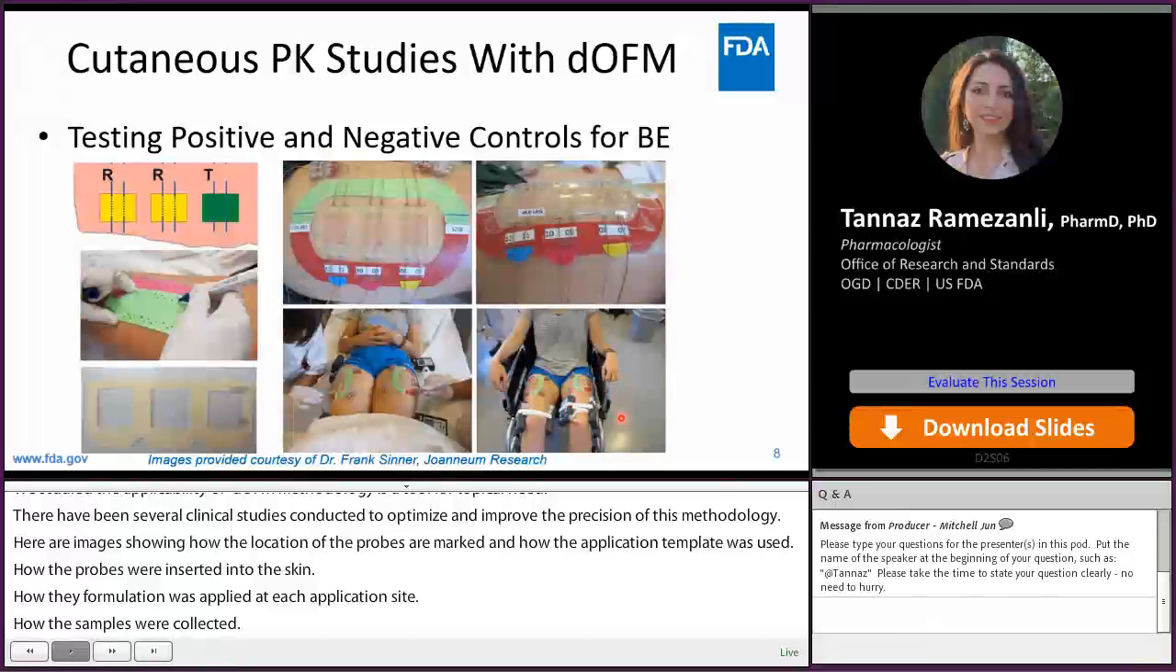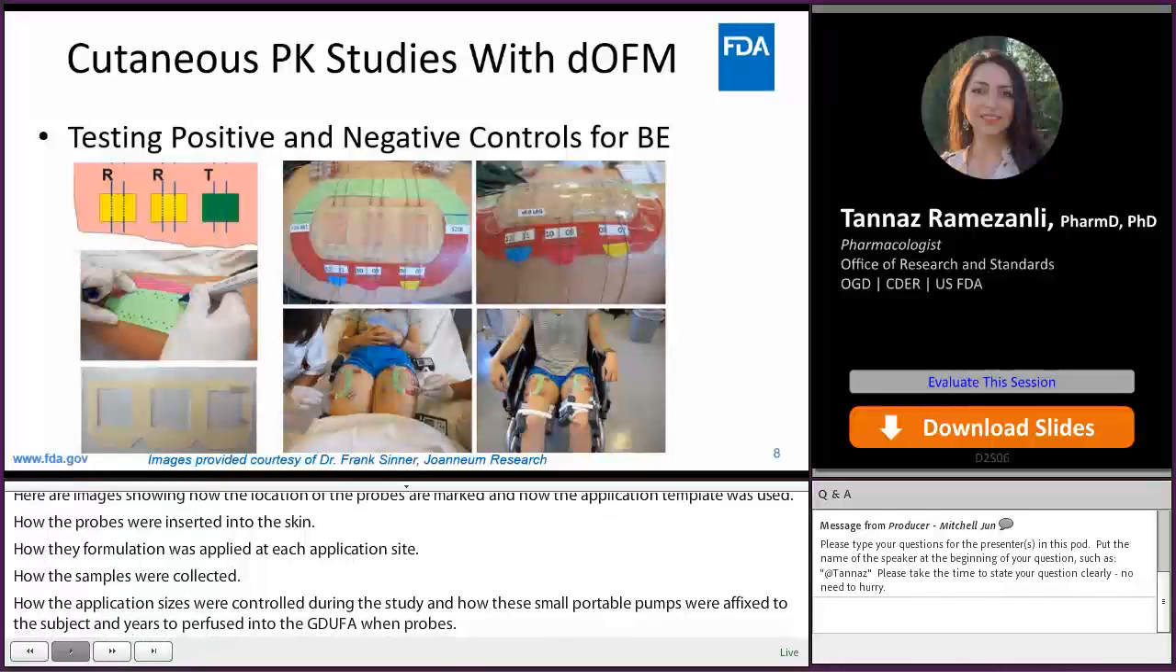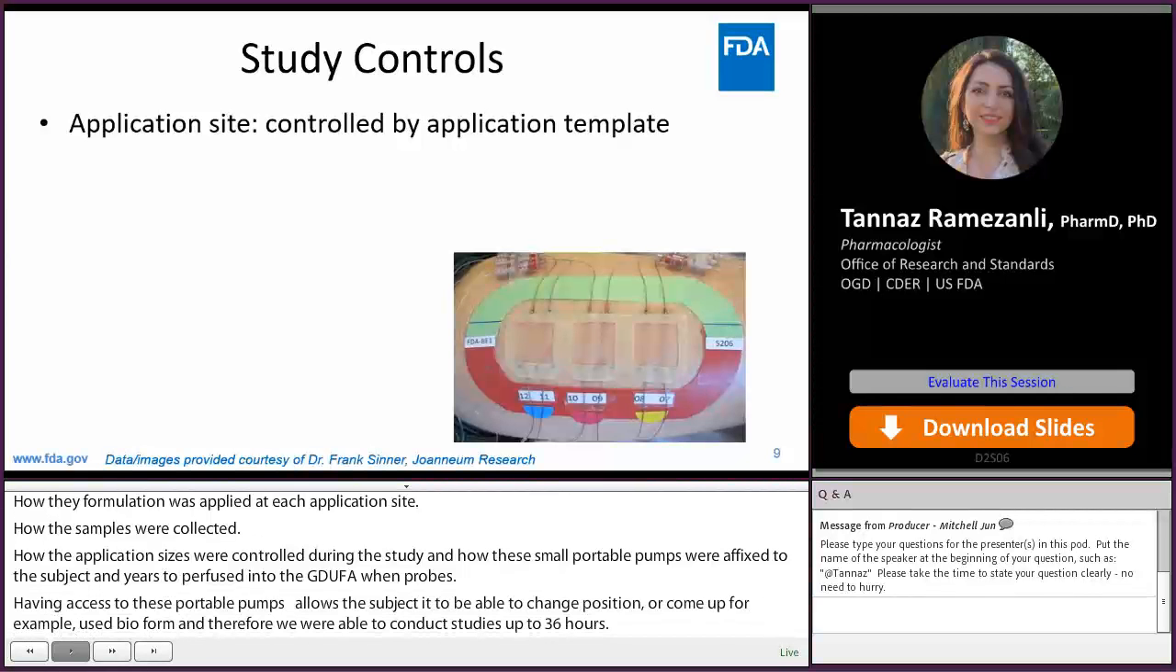And having access to these portable pumps allowed the subject to be able to change position, or for example use the bathroom, and therefore we were able to conduct studies up to 36 hours at UNM Research. One important aspect of designing clinical BE studies with DOFM at UNM Research has been to understand the sources of variability in the data and try to control and monitor them so that the method becomes accurate, sensitive, and reproducible, and can produce reliable results with precision.